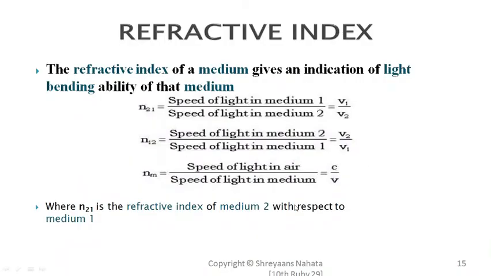So up till now, what we have learned is concluded in this slide. Refractive index of the medium gives an indication of the light bending ability of that medium. कितनी light उस medium में bend करेगी, this is the refractive index of that medium. And we have got three equations or three relations, N21, then N12, and simply Nm, that is speed of light in air divided by speed of light in medium, c upon v. So you have to keep in mind all these three formulas or relations to calculate the numericals.